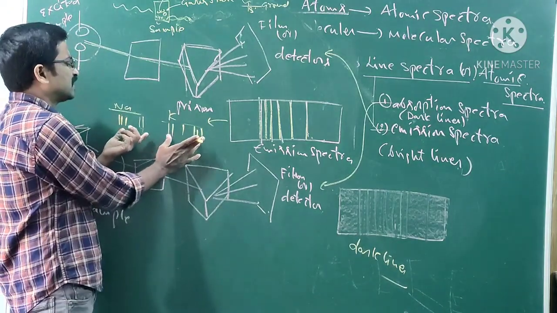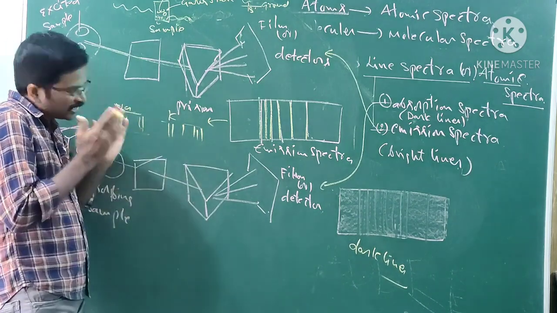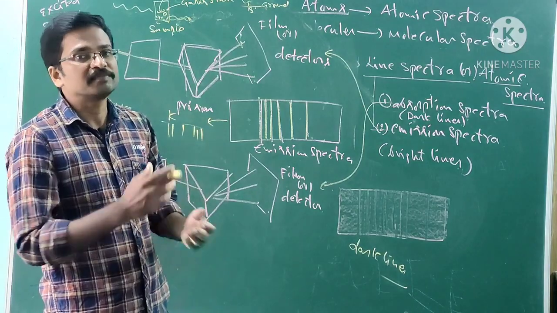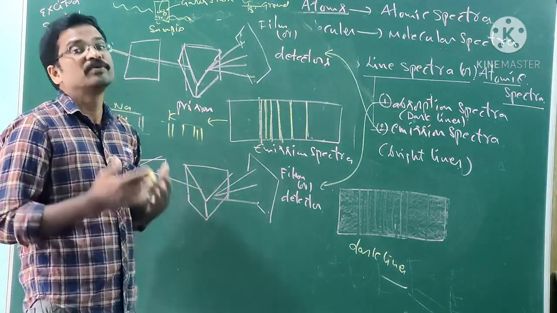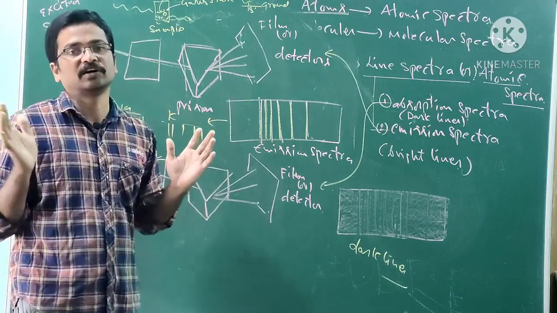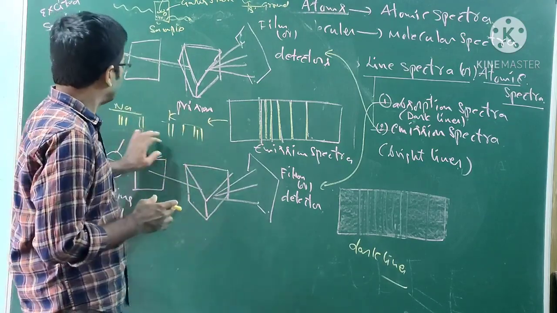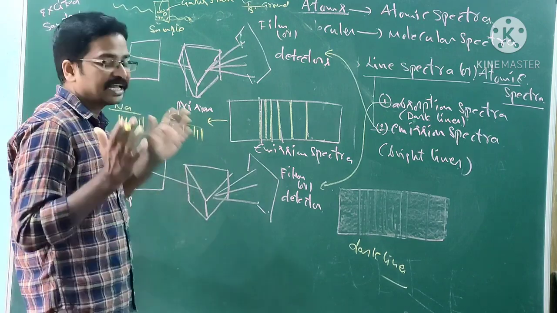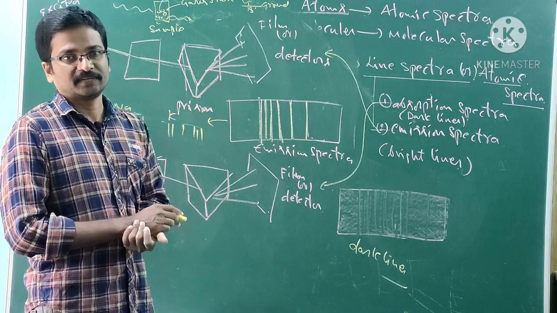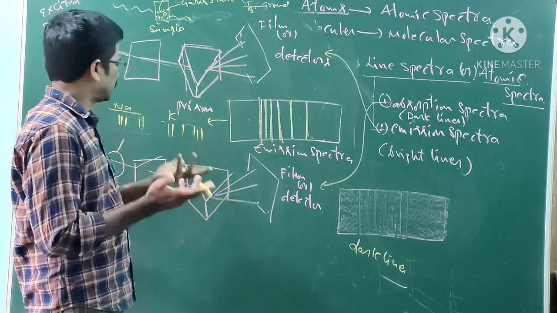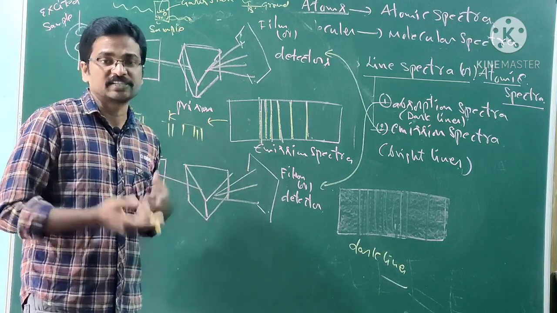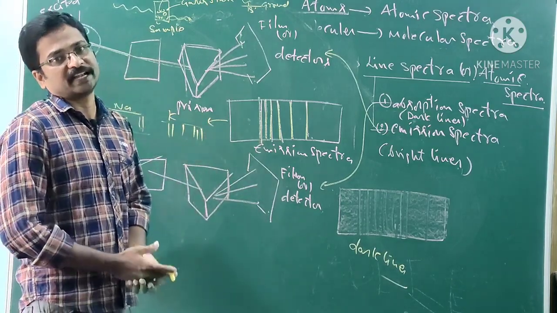From this we can understand that sodium has specific lines, and potassium has specific lines. Different atoms give different lines. Not all atoms give similar lines. So these are line spectra, and the line spectrum of each atom is different. Sodium gives one particular set of lines, potassium gives another, and rubidium gives another particular set of lines.